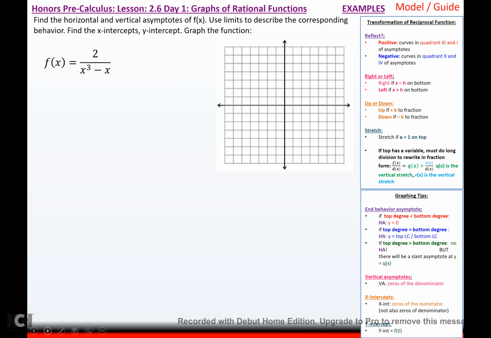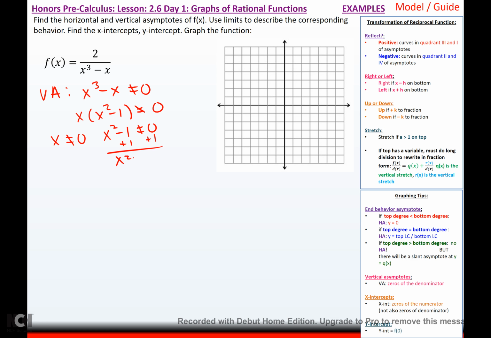Alright, so another one. To find my vertical asymptotes, I set Mr. Denominator can never equal 0. I'm going to factor, that's going to be x squared minus 1. If I set them to 0 now, so x can never equal 0. X squared minus 1 can never equal 0. Plus 1, x squared can never equal 1. Square root. X can never equal plus or minus 1. So we have, wow, 3 vertical asymptotes. We're going to have one at -1. They're really close together. One at 0 and one at +1.